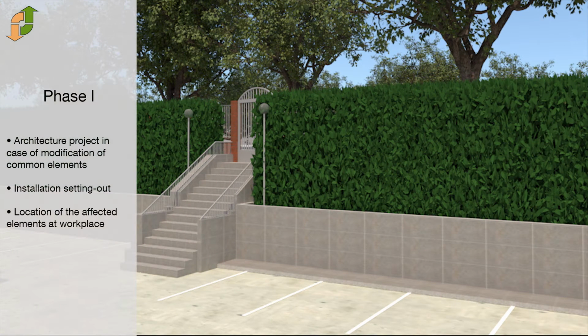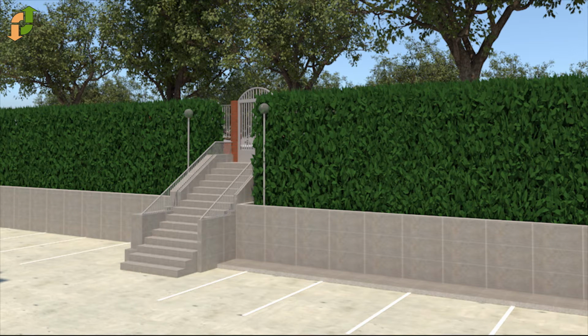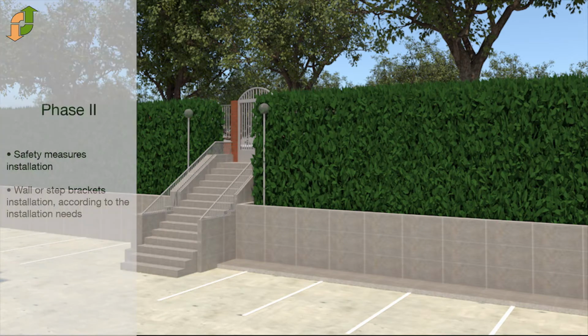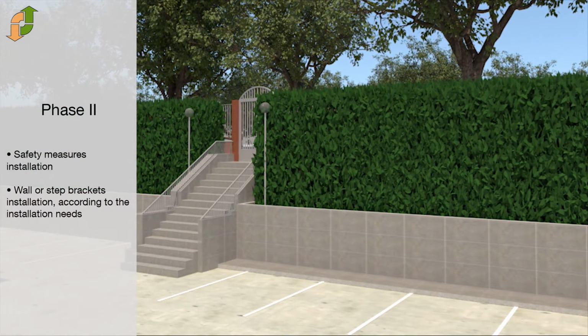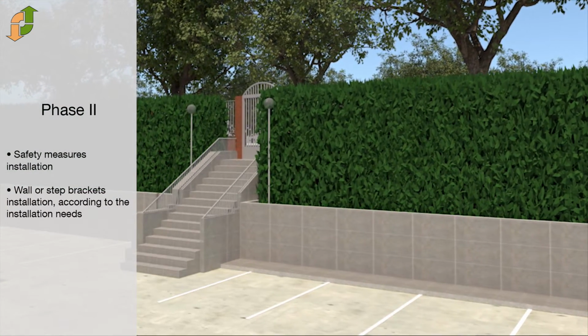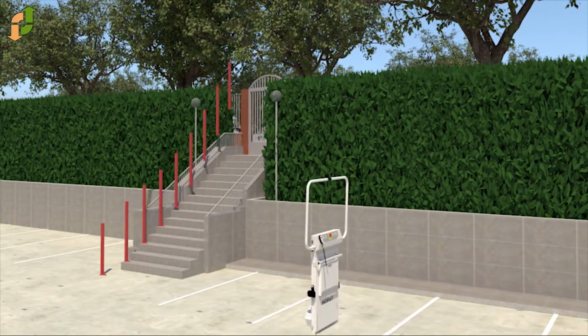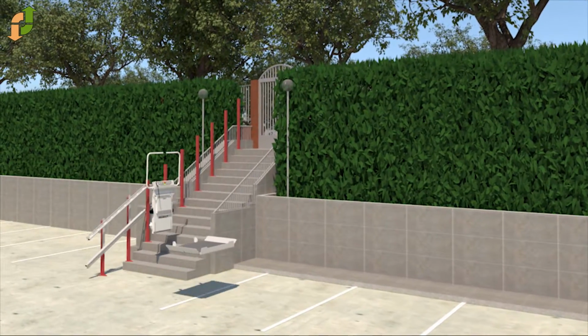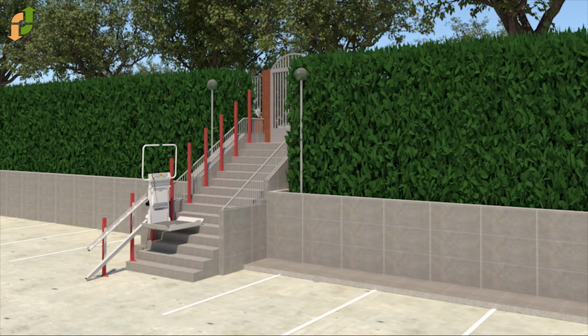Phase 1. In the first phase of the platform installation, and in case of necessary modification of common elements, the architecture project is done. Likewise, elements affected in the installations at workplace are located. Phase 2. In the second phase, the installation of safety measures is done. After that, the wall or step brackets are installed according to the installation requirements.